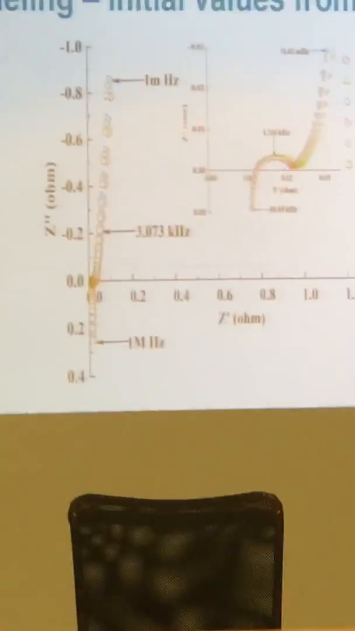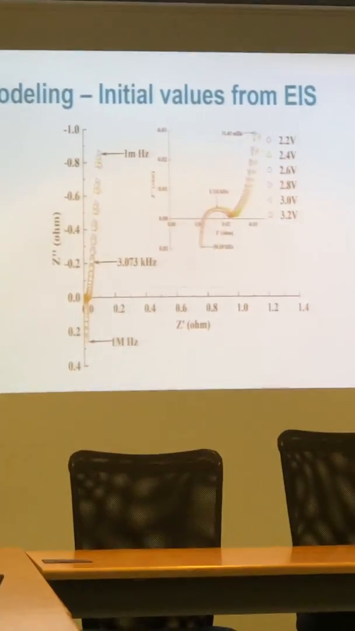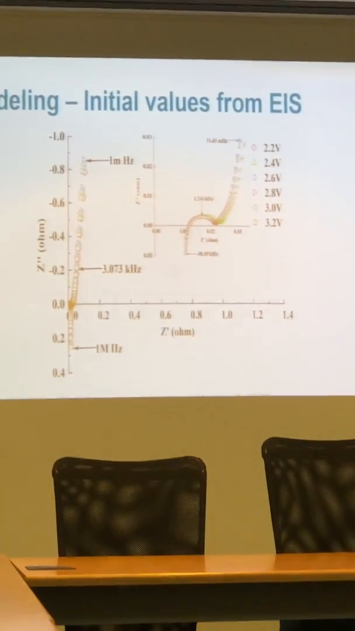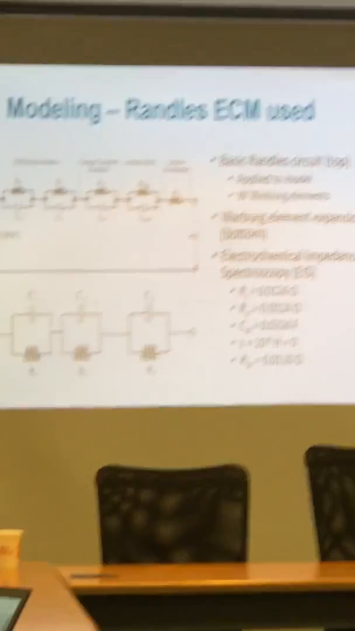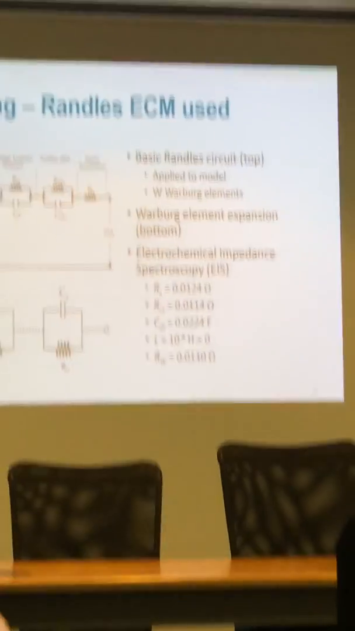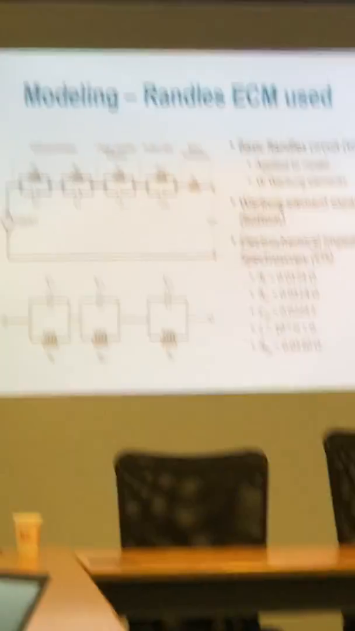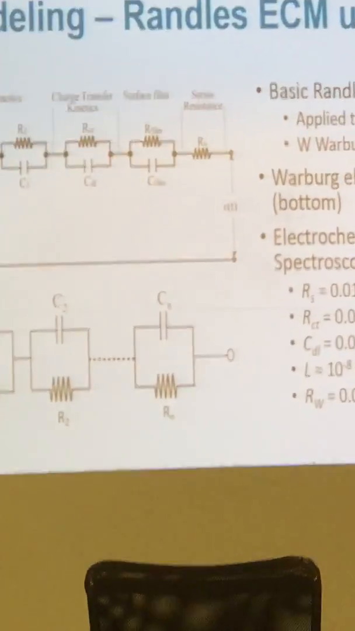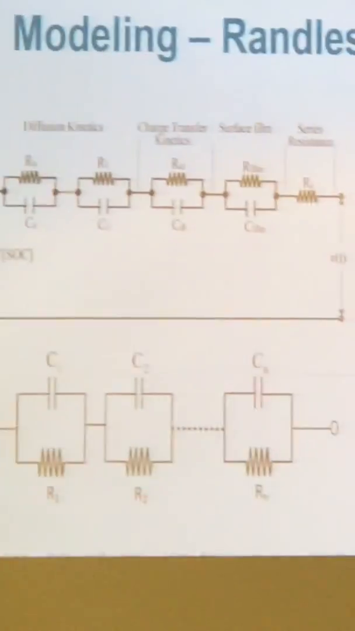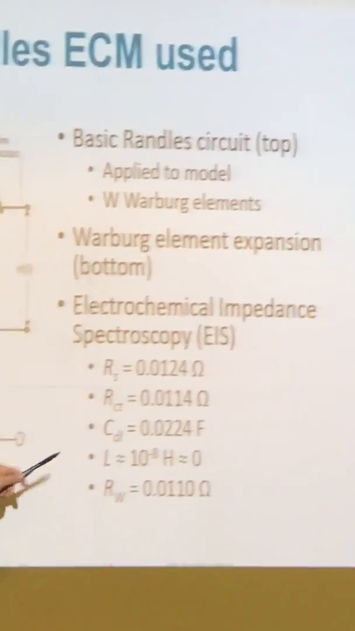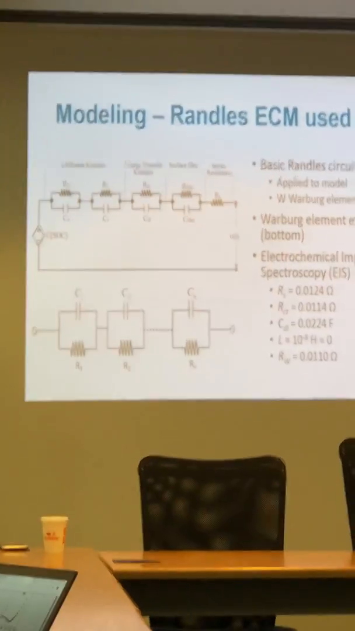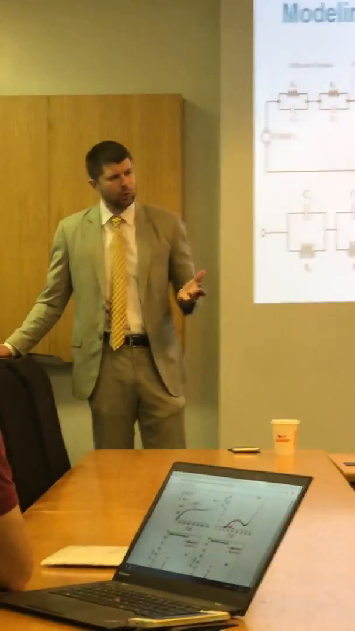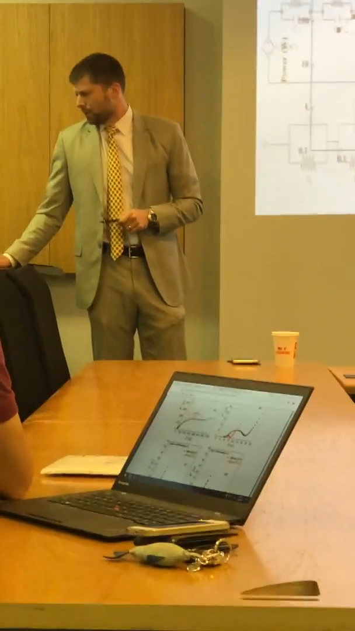But my experimental work started out with an electrochemical impedance spectroscopy study, like many others have done. Here are the results. And from there, I built my own Randles equivalent circuit model. My series resistance was 0.124 ohms. My charge transfer resistance, 0.114 ohms. Double layer capacitance, 0.2 farads. The series inductor is a billionth of a Henry, so ignore that. And then came up with a Warburg resistance of about 0.11 ohms, which we'll talk about later.